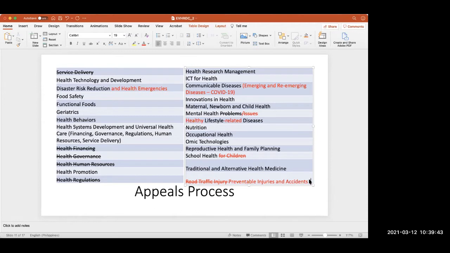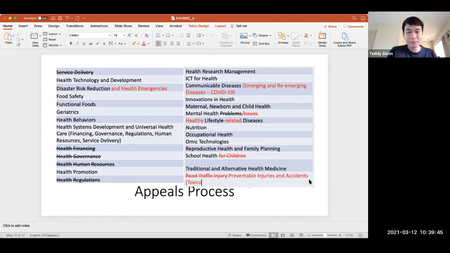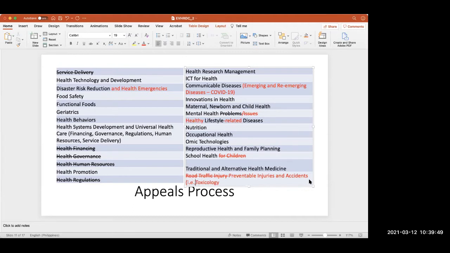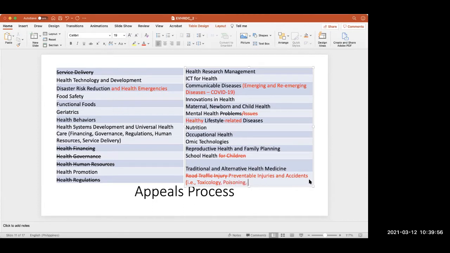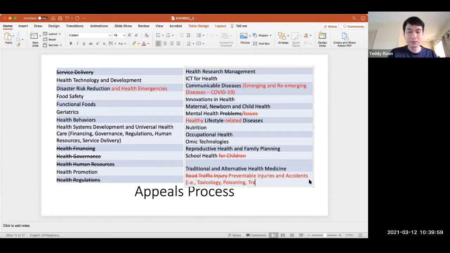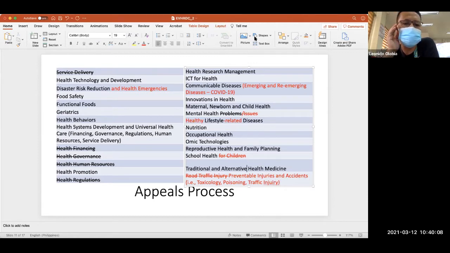Isulat ko na lang siguro para may specific na lumabas: toxicology, poisoning, traffic injury. Sir, yung traditional medicine and traditional health and alternative medicine, nasaan ba dito? Ito po, yung sa PITAP. Ito pala. Nabubulag ako. Opo.